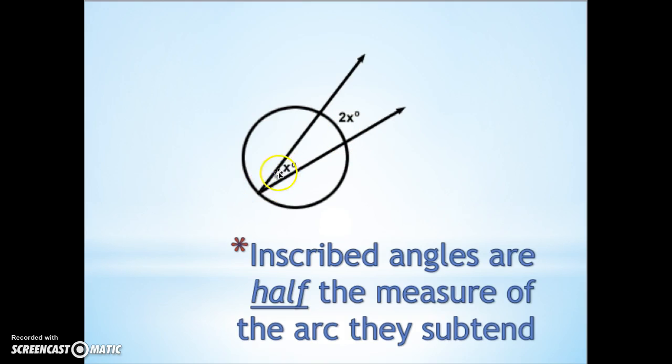So if the measure of this angle is 45 degrees, that means the measure of the arc that this angle subtends is going to be 90 degrees. Just like in our last example, the measure of the angle was 90 degrees because it was a right angle, so the arc that it subtended was 180 degrees.